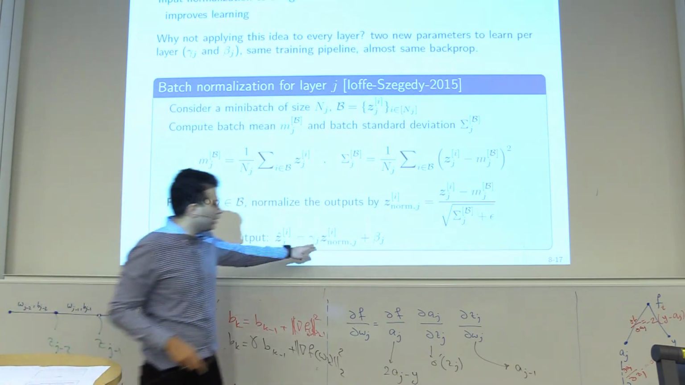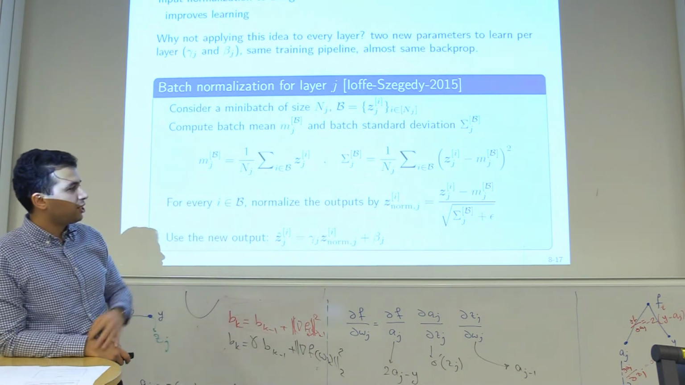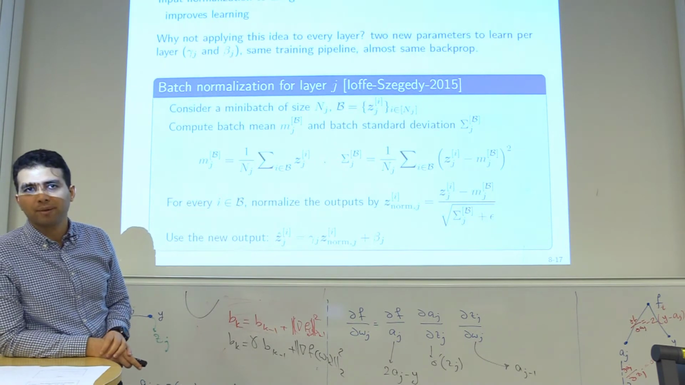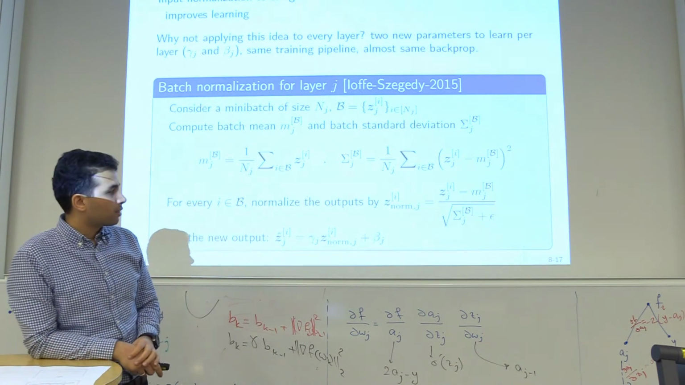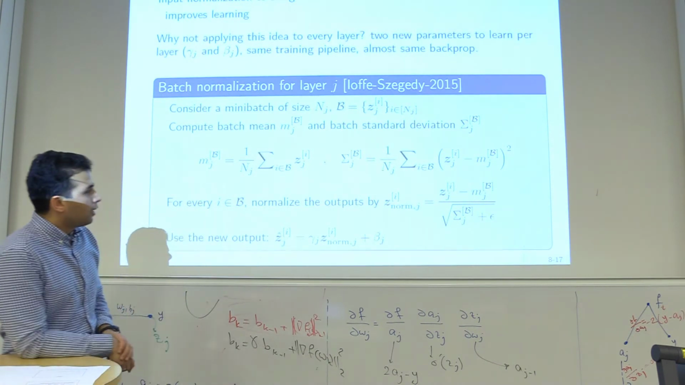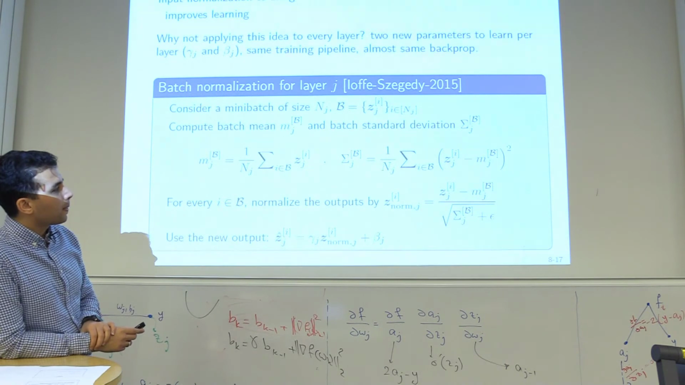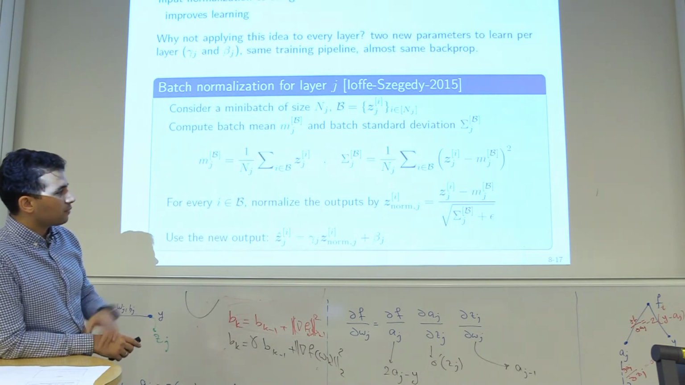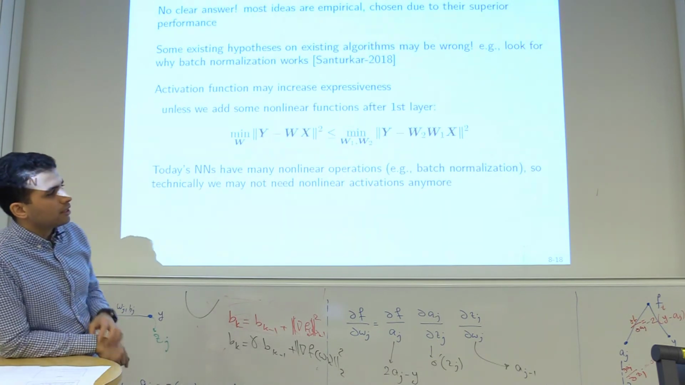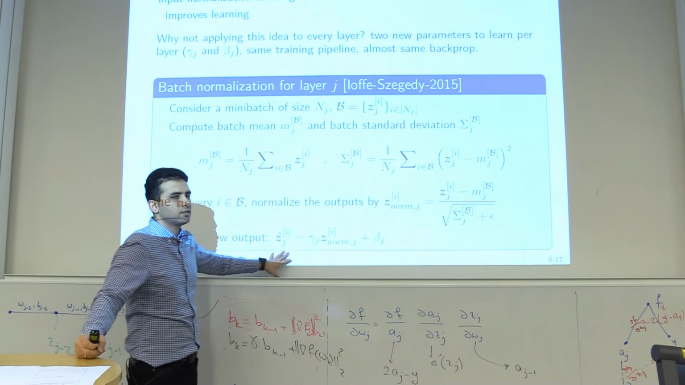But now we train these two for every layer. So if you have capital J layers, then it's like two capital J additional parameters, which is almost nothing compared to 60 million parameters for all those weights, okay? But then it works magically fine. I suggest you read one reference, which is this one here, that says why this actually works.